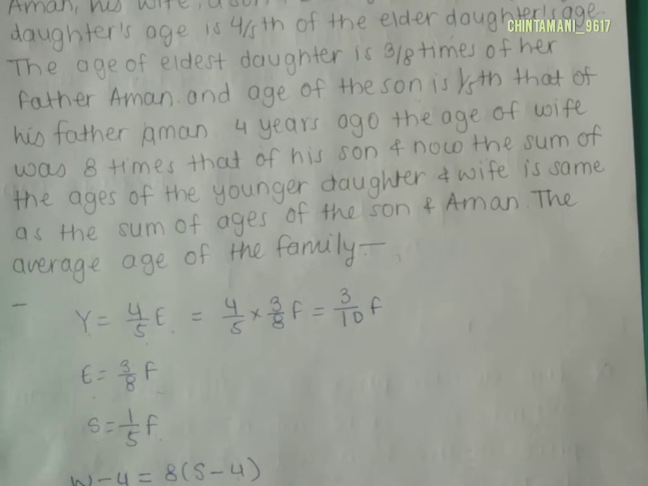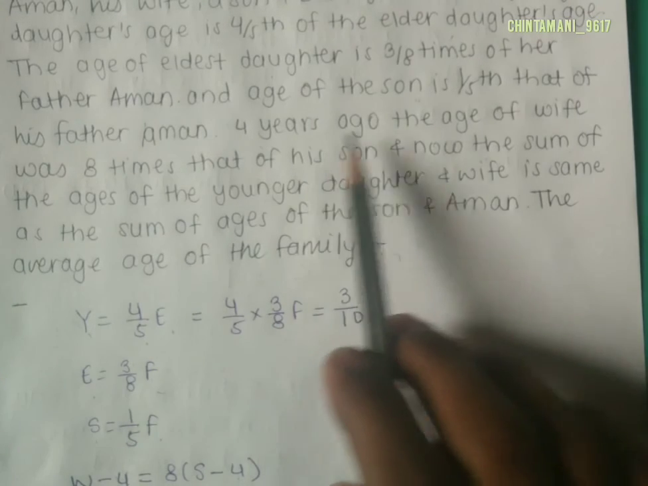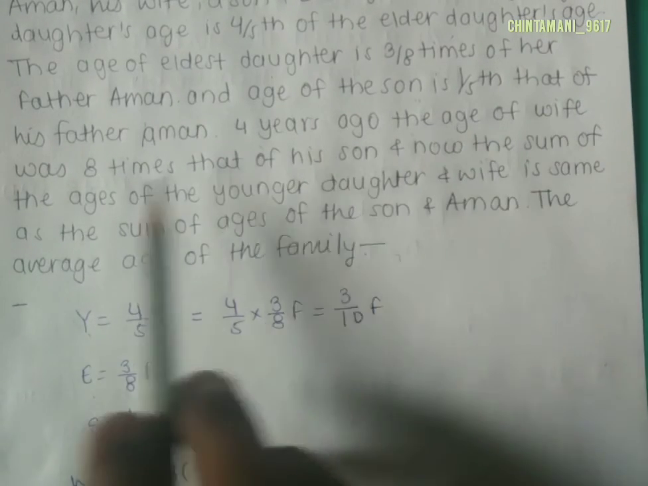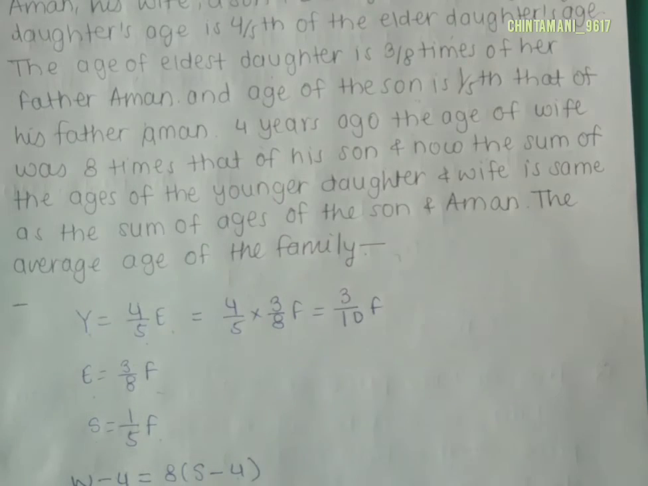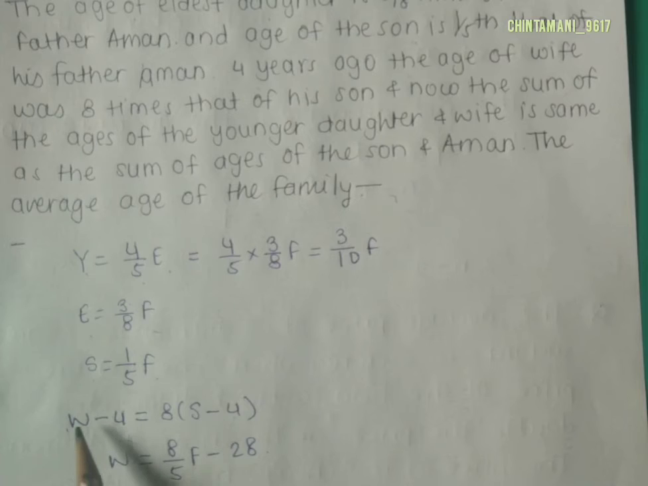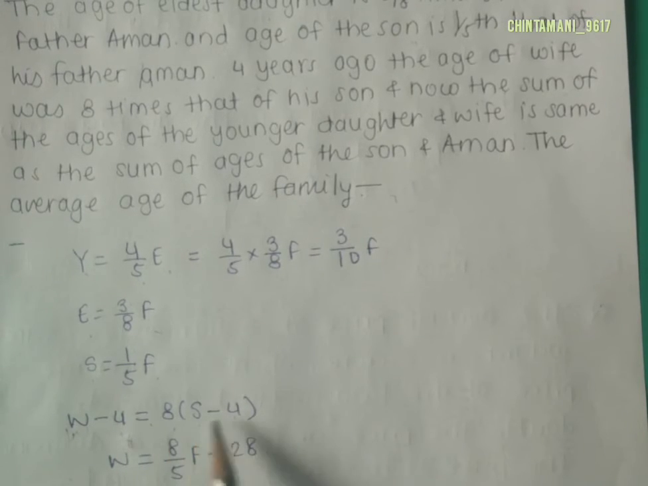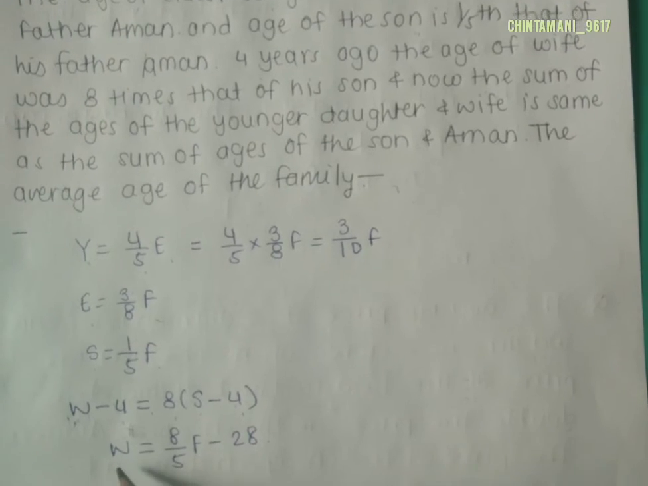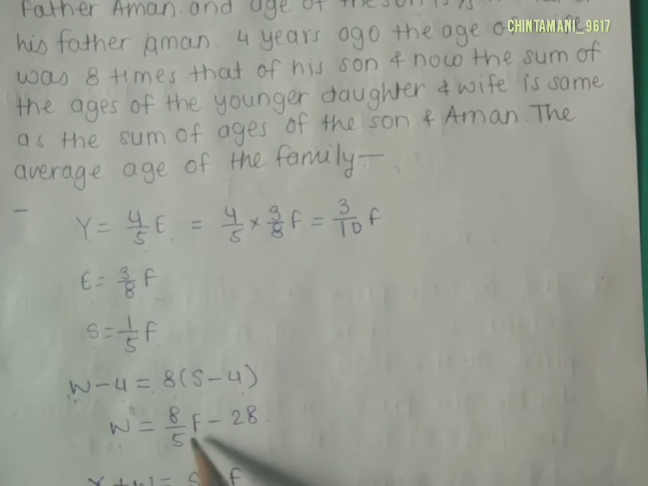Then the fourth equation: 4 years ago the age of the wife was 8 times that of his son. That means 4 years back, so we have to subtract 4 years from the wife as well as the son. So what will be our equation? Wife w minus 4 is equal to 8 times (s minus 4). So after solving this, we get our equation w is equal to 8/5 of f minus 28.